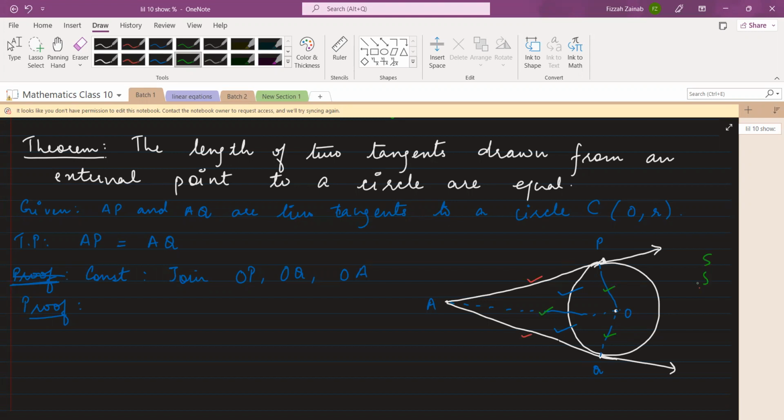Then one more thing I need. What can I take? Now sides are over. Third side I have to show. Now come to angles. Is there any angle which is equal here? 90 degree. Exactly. So I can say this is angle 1 and this is angle 2. So from the theorem, we know it is 90 degree, right? Okay. So in triangle OPA and triangle OQA.